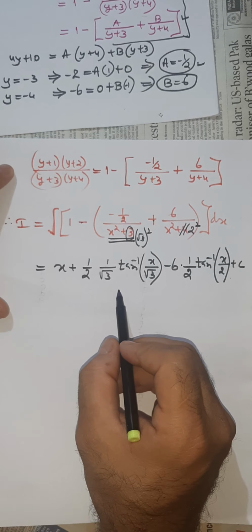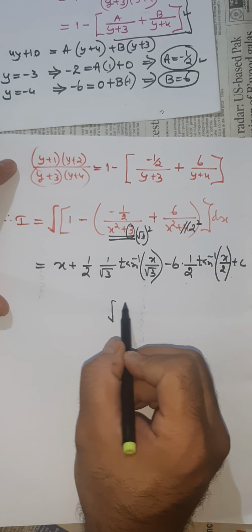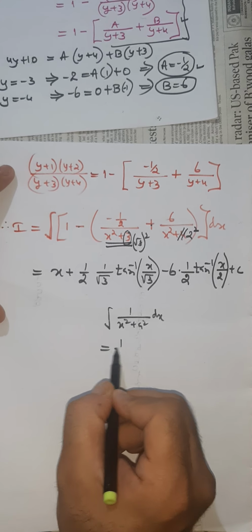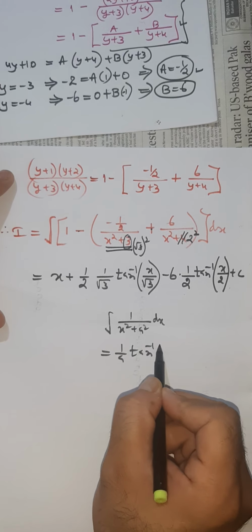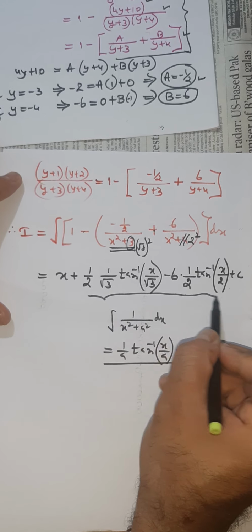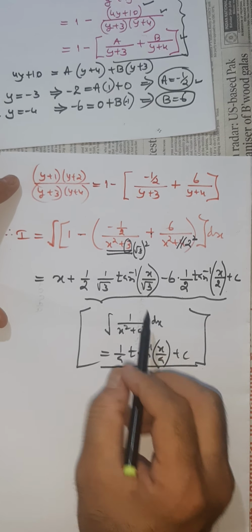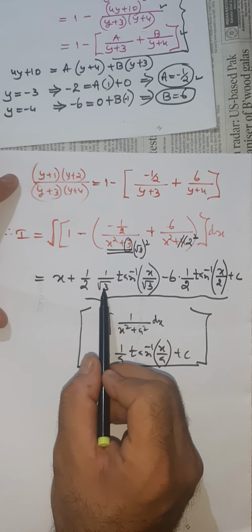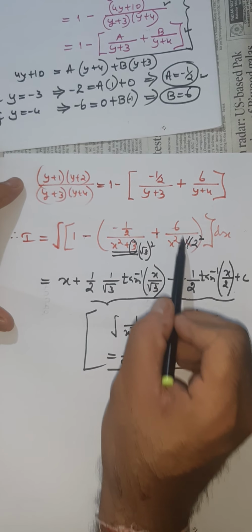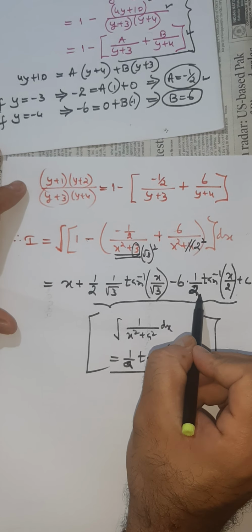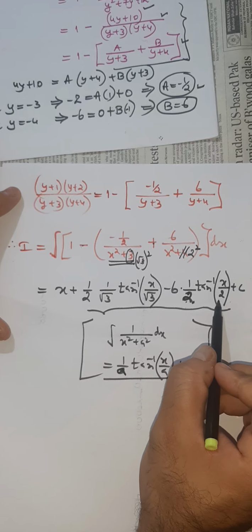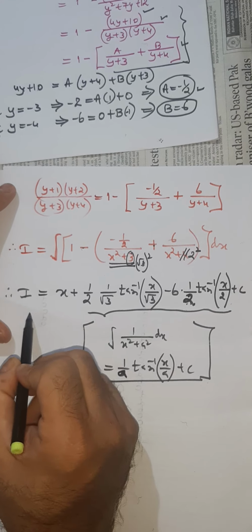At both the places, which formula have I used? I've used this 1 upon x square plus a square, that is equal to 1 upon a tan inverse x by a. I'm just reminding you, I've used this, remember, for both of these. So here x square plus root 3, so a is root 3, so 1 upon a tan inverse x by a, minus 6, here 1 upon a means here 2, tan inverse x by a plus c. So we have this.